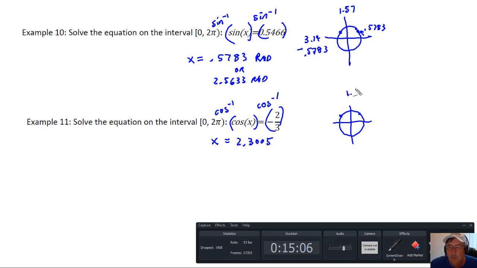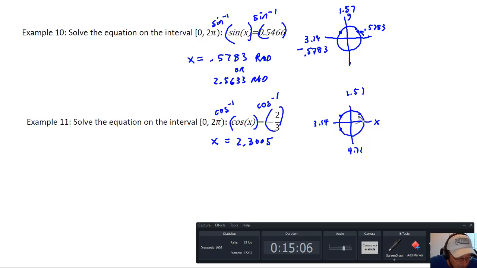Again, this is 1.57, 3.14, and then you could even do 3 pi over 2, which is about 4.71. So, the other x value. Now remember, with cosine you're matching up the x-axis here, whereas with the sine up here, you were matching up the y-axis. So let me come down here. This would be our other angle.